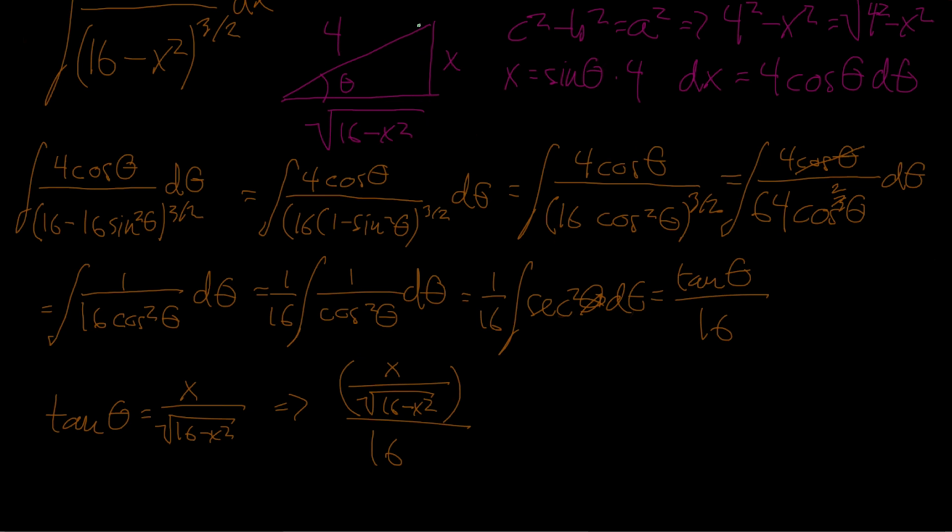And I just went back and referenced my triangle up here. So the tangent of theta, right, the tangent of this theta is going to be equal to the opposite, or x, over the adjacent, which is square root 16 minus x squared. And then I can rewrite this final integral as x over 16 square root 16 minus x squared plus c. And that's my final integral for this example.